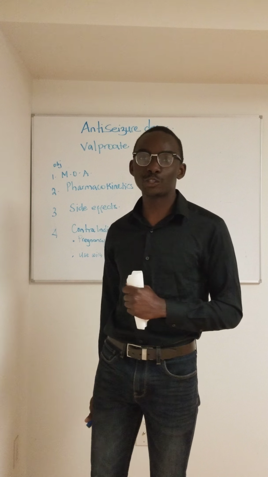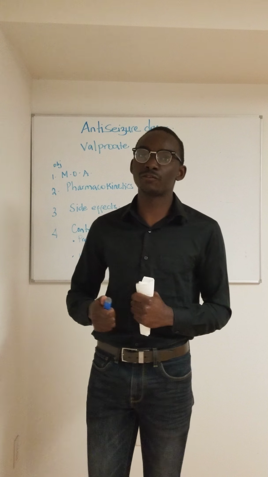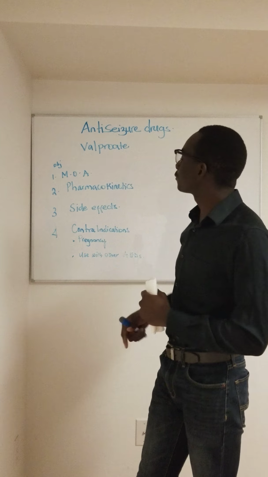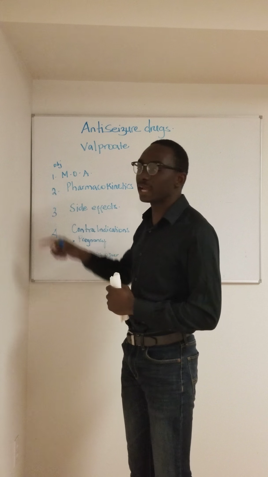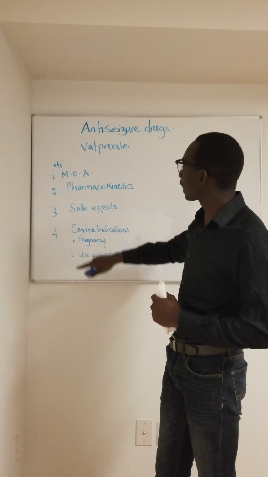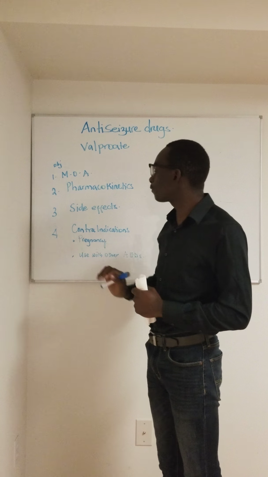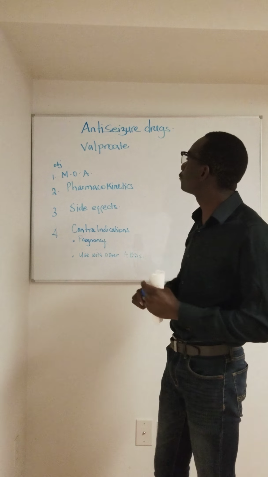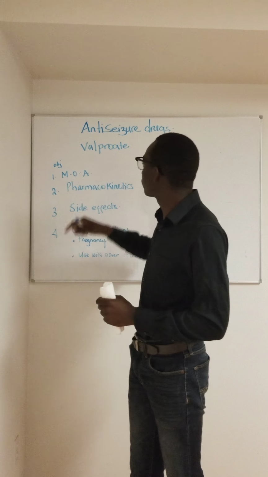In this section we are continuing with the anti-seizure drugs, and today we are looking at the class of drug called Valproate. Under this we shall look at its mechanism of action, the pharmacokinetics, side effects, and some of the contraindications with this drug. So, to jump into the first objective, the mechanism of action of Valproate.